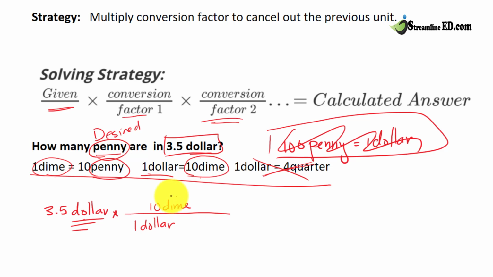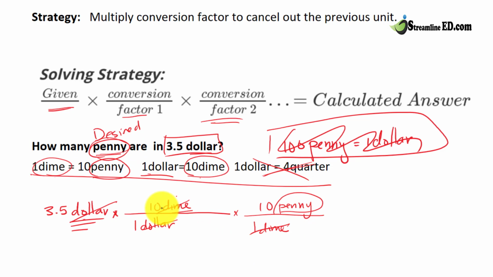Notice how the dollar cancels out. And now, look what we have. We have dimes. Right here we have 1 dime equal to 10 penny, so now we can multiply that. Of course, the dime will be on the bottom. 1 dime is going to be on the bottom. If this part is on the bottom, the other part must be on top, so it's 10 penny. And look what we have, penny, which is exactly what we are looking for. So the dime cancels out.